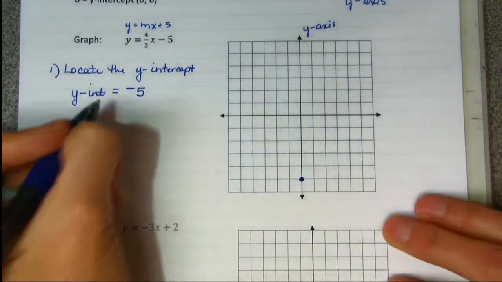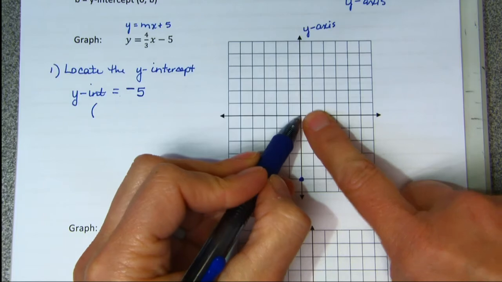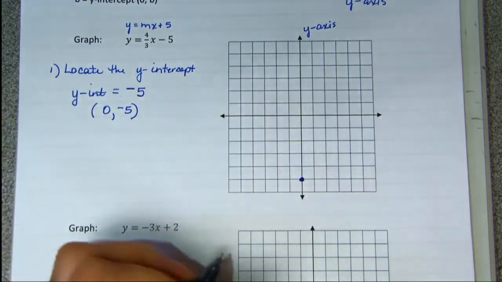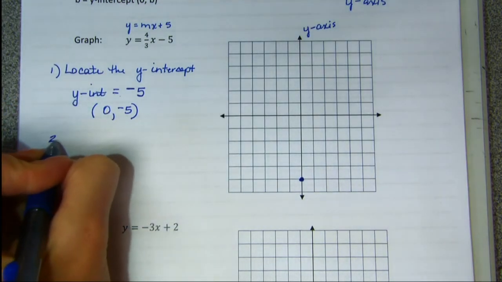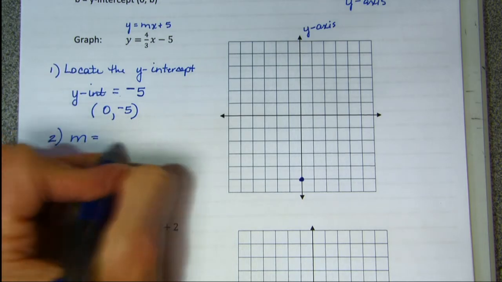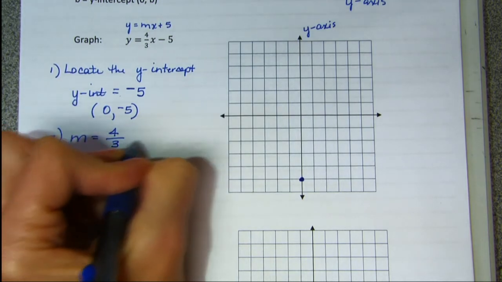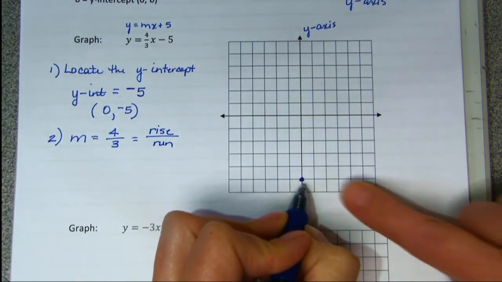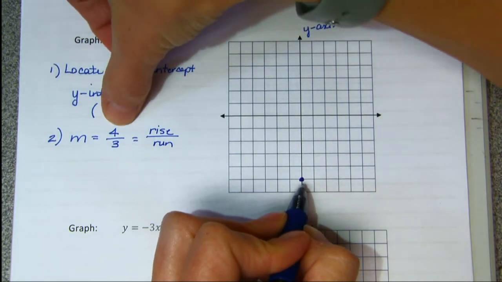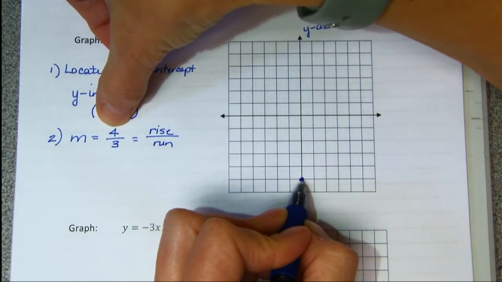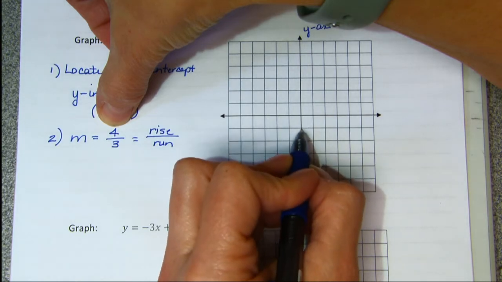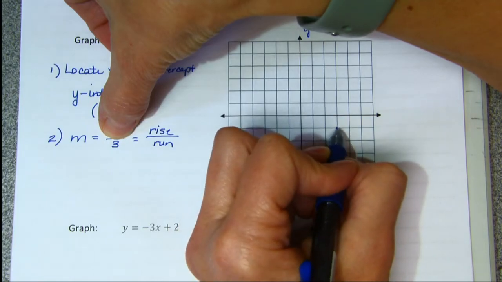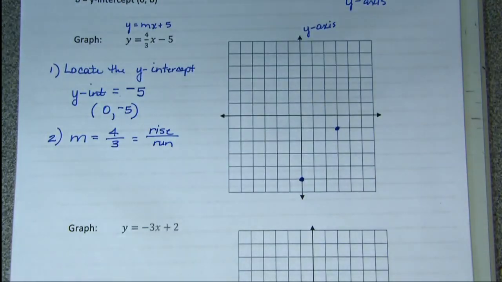Now, if I asked you for that ordered pair, if I start at the origin to get to this ordered pair, I don't move left or right, it would be 0, negative 5. So then secondly, I consider my slope, 4 thirds, and I think of that as rise over run. So go to your y-intercept and rise 4. So since it's positive 4, I'm going to go up 1, 2, 3, 4, run. Positive 3 means go to the right. 1, 2, 3. Now I have 2 points.